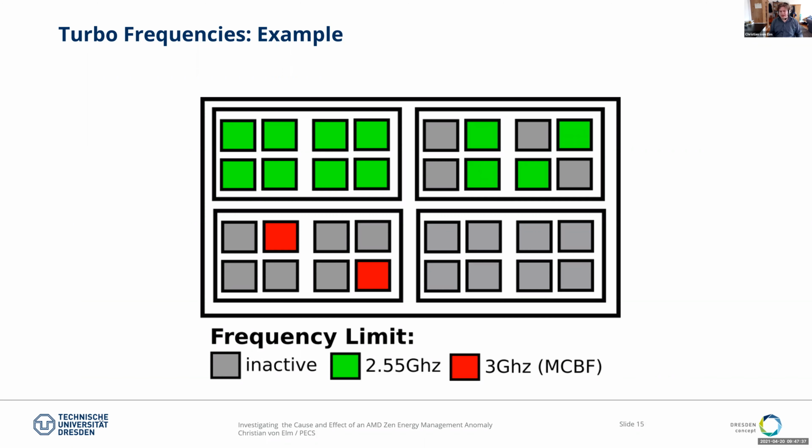If we would activate another core in the upper right NUMA node, this would push the number of active cores to 4, and thus the frequency limit drops from 3 gigahertz to 2.55 gigahertz. Also notice that the number of active cores changing in the upper right NUMA node doesn't affect the usage of the max core boost frequency in the lower left NUMA node.